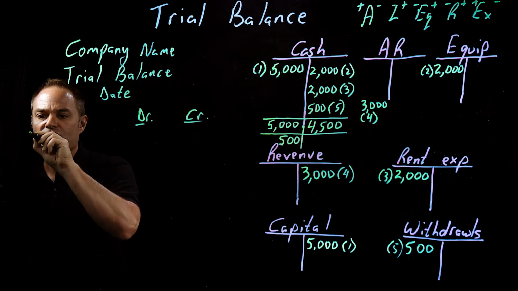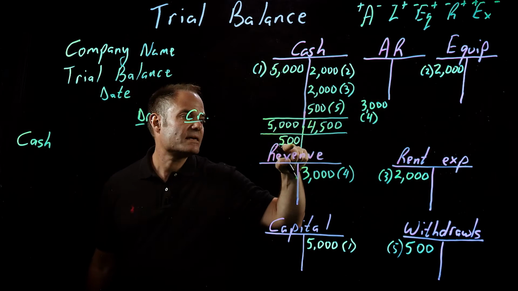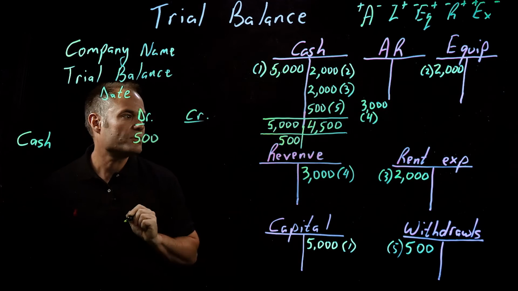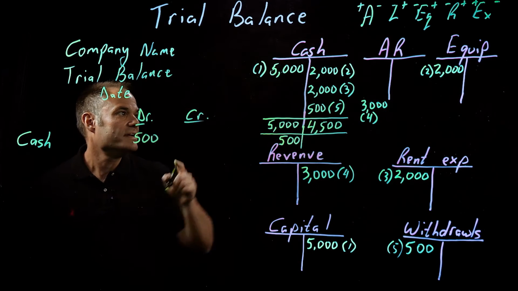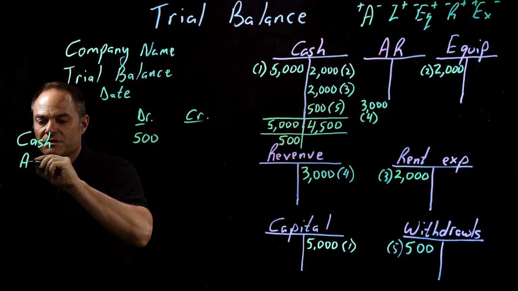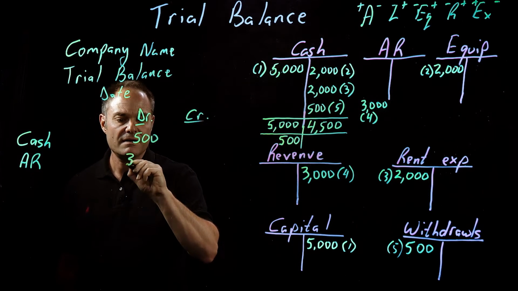So I've got cash, and cash has a debit balance of $500. So I'll put in $500. Next, I have accounts receivable. That's also an asset. I'm just going to write it as AR, and that has a debit balance of $3,000.